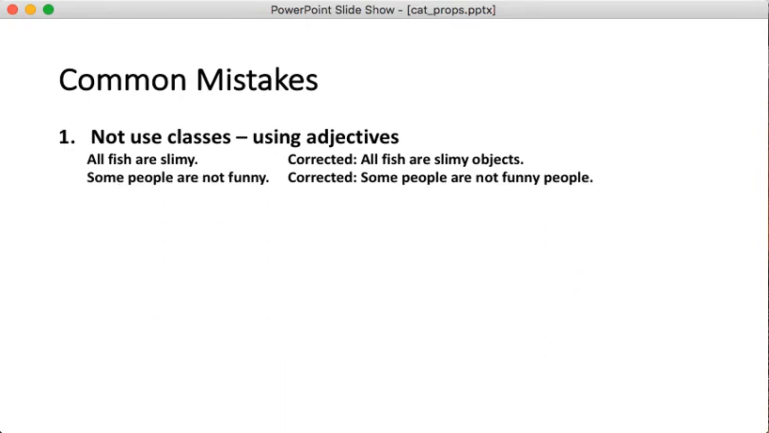Okay? Some people are not funny. Well, this looks right. It's got some people are not funny, but funny again is an adjective. So in this case, it's clear we're talking about people. So we'd have to write it as some people are not funny people. So make sure you're using classes and not adjectives.